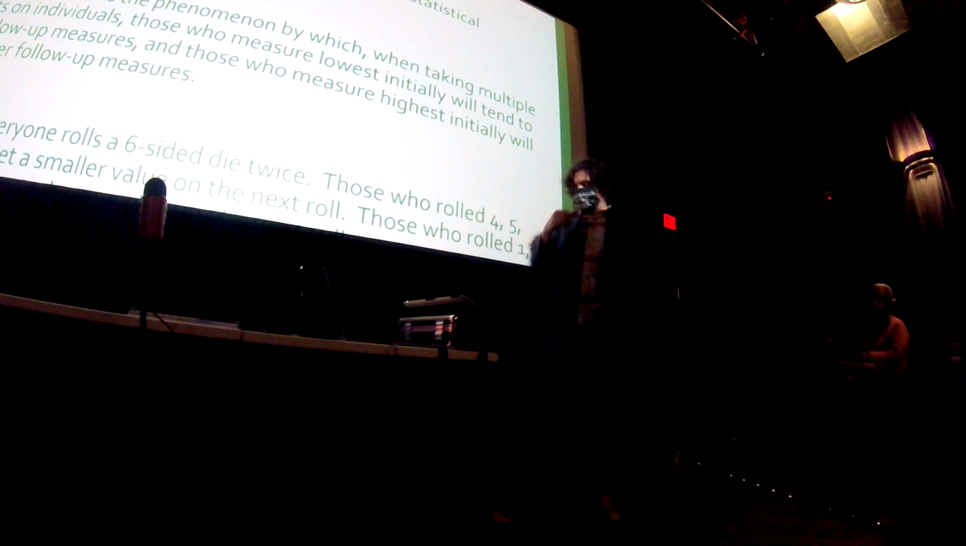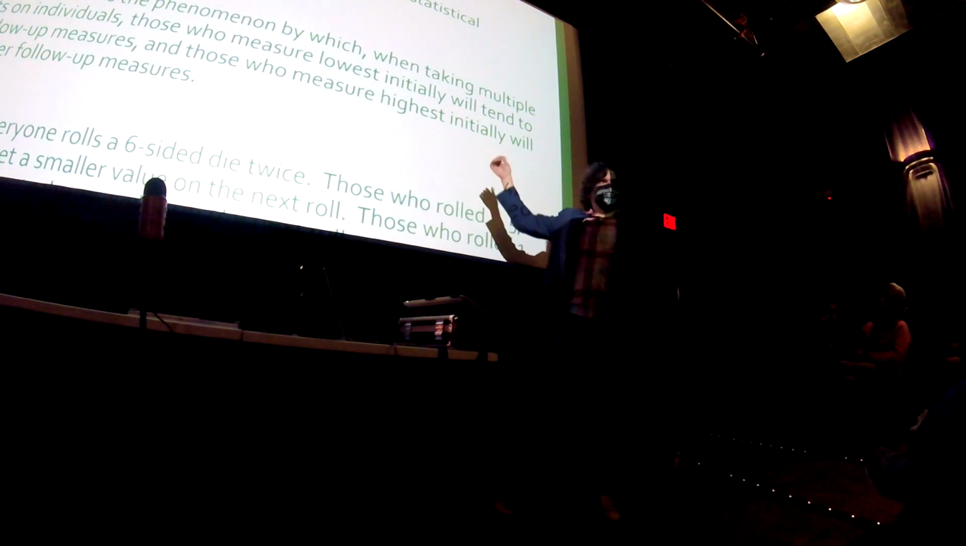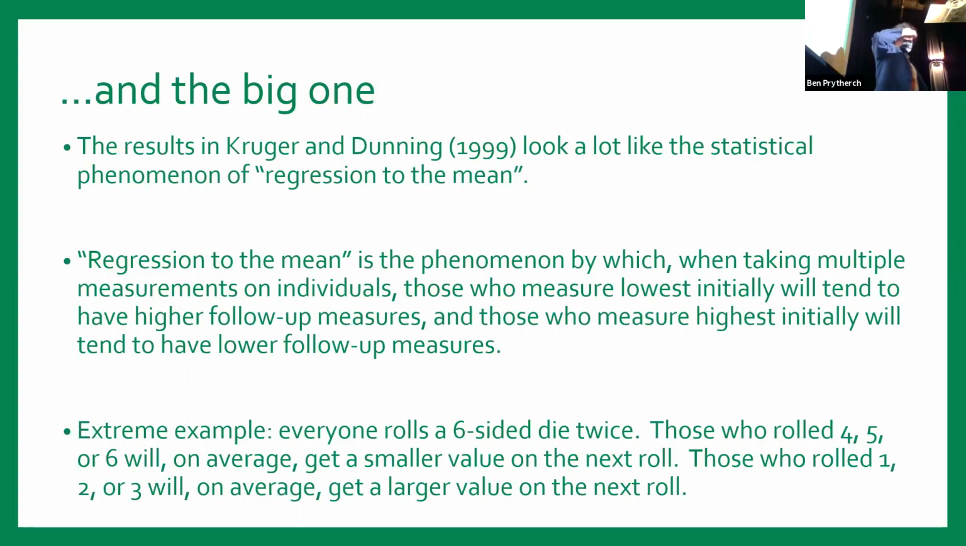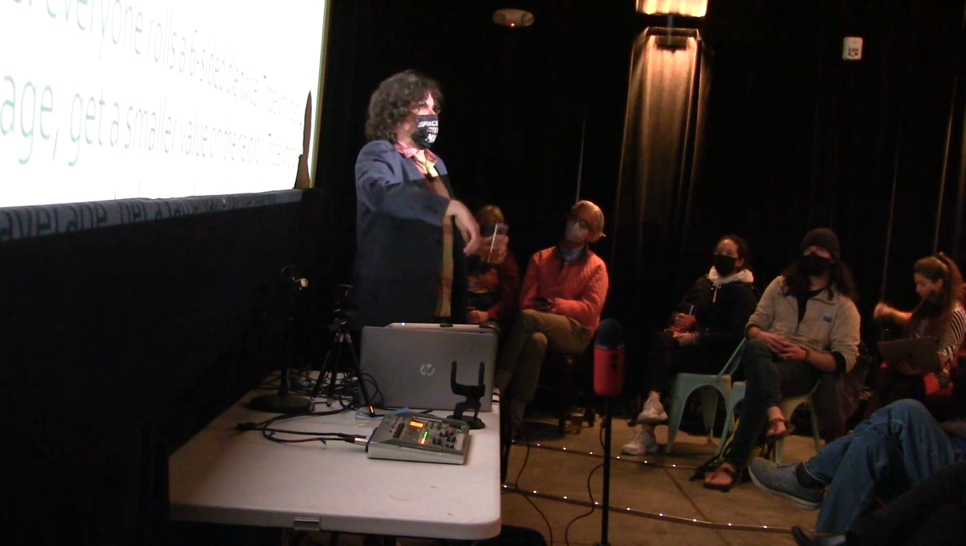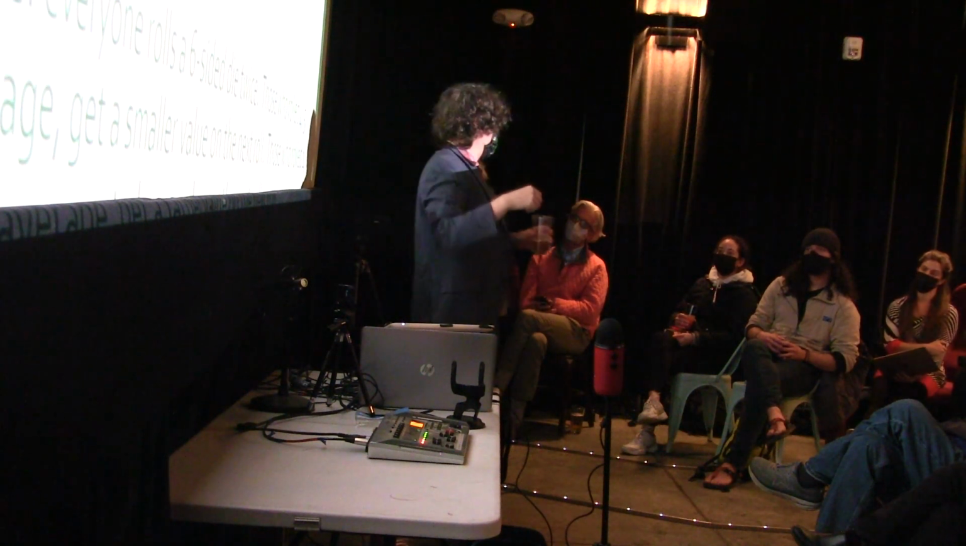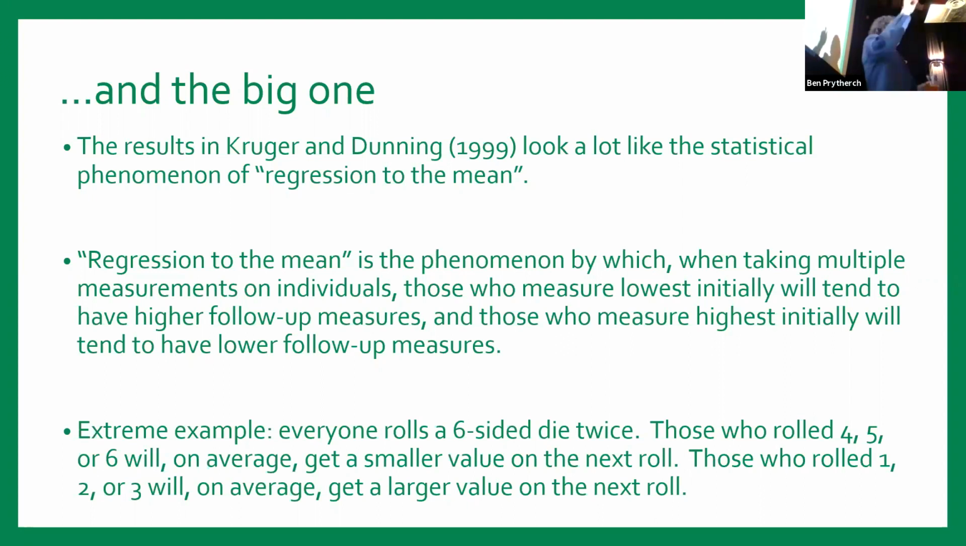But the big critique is that what we see in those original Dunning-Kruger graphs looks a lot like a thing called regression to the mean in statistics. Some of you have heard of this stuff. Some of you have taught this stuff. I notice a few faces in here. So, regression to the mean. Regression to the mean is this phenomenon by which, when you take multiple measurements on individuals, it doesn't have to be a person, but it's often people, those who measure the lowest at first tend to improve on the next measurement, and those who measure the highest at first tend to get worse on the next measurement. We tend to regress towards the mean.